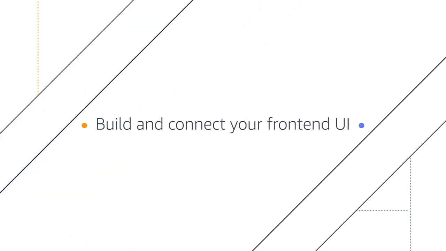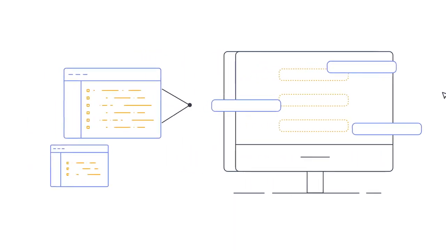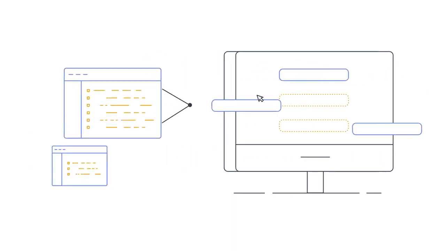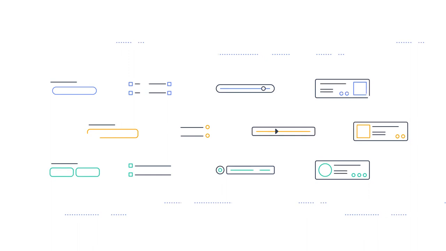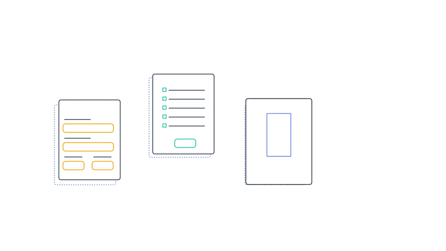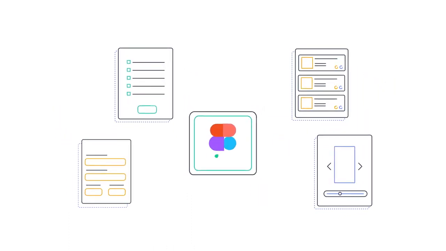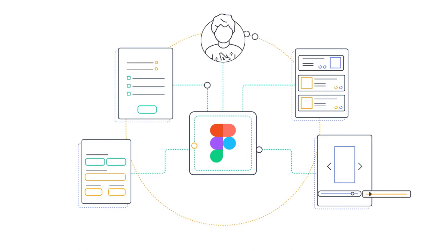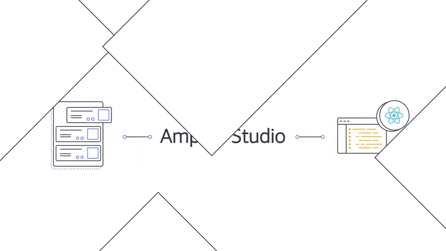Build and connect your front-end UI. With AWS Amplify Studio's visual development environment, you can easily build an app backend, app front-end UI, and bind the two together in clicks. Instead of writing front-end component code from scratch, you can quickly choose from dozens of UI components for popular features, such as registration forms, lists, buttons, and news feeds. These UI components are also available within Figma, so your UX designer can customize them, and they can be imported into Studio as clean React code.